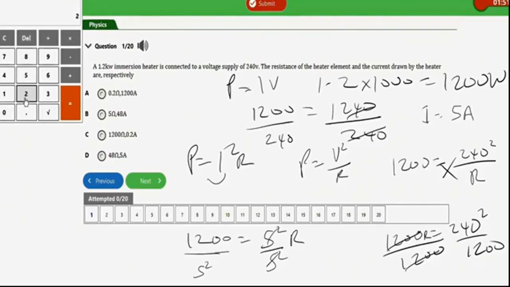We have 240 times 240, divided by 1200, is equal to 48. So either formula will work. Here our answer is option D, 48 ohms and 5 amperes. So that's for this question. Let's wipe this and solve the next question.